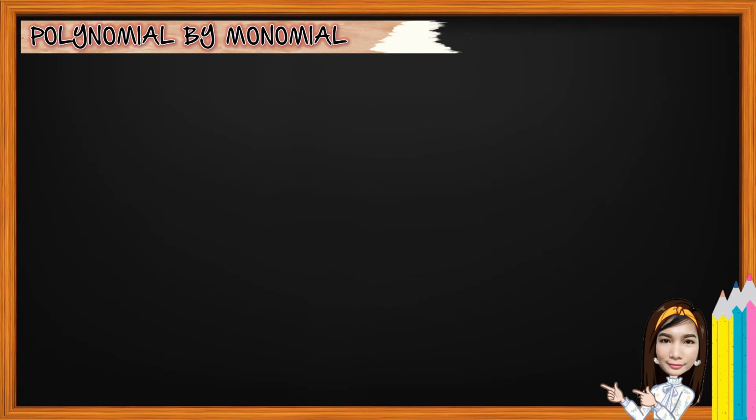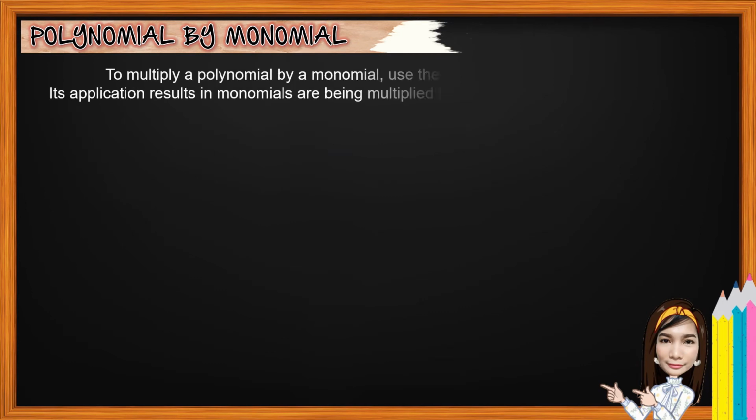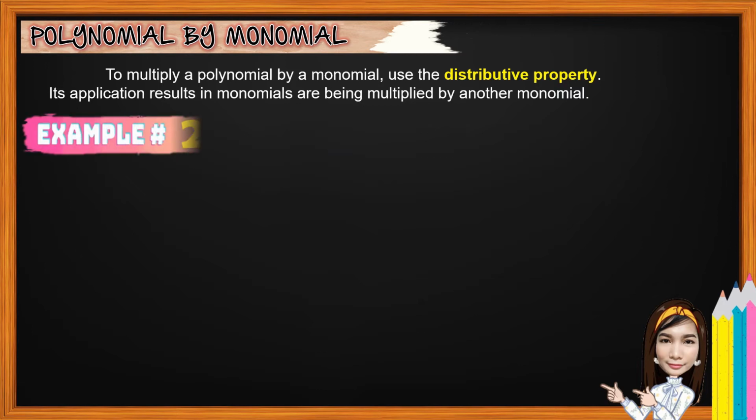Next, let's proceed to polynomial by monomial. To multiply a polynomial by a monomial, use the distributive property. Its application results in monomials being multiplied by another monomial. For you to understand, let's have the following examples.